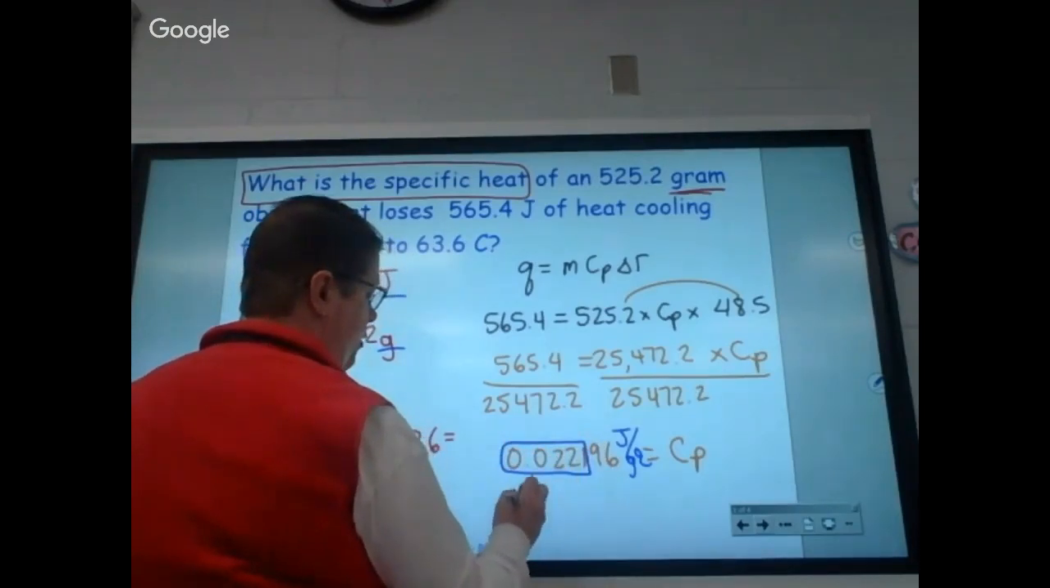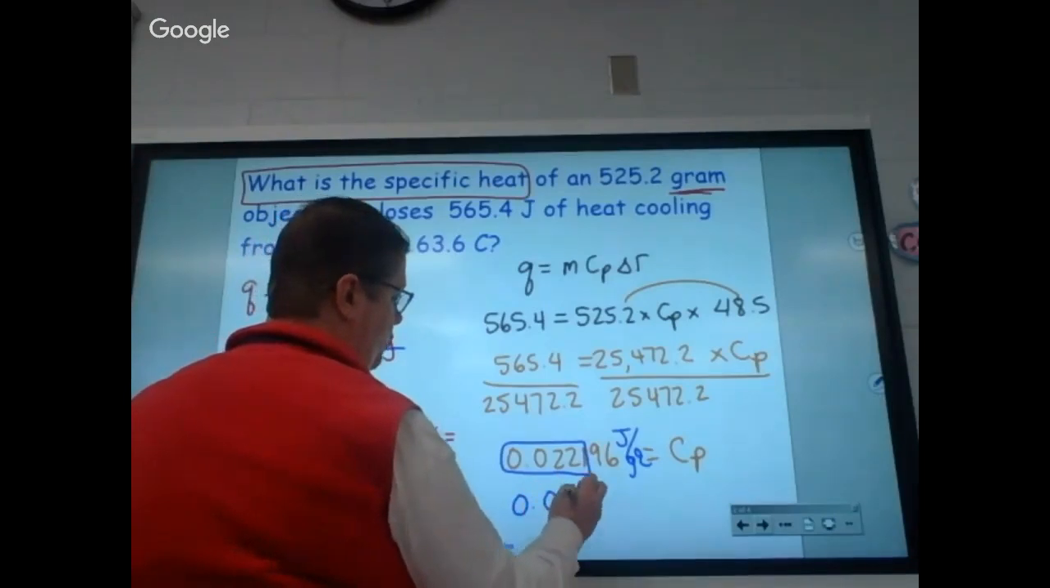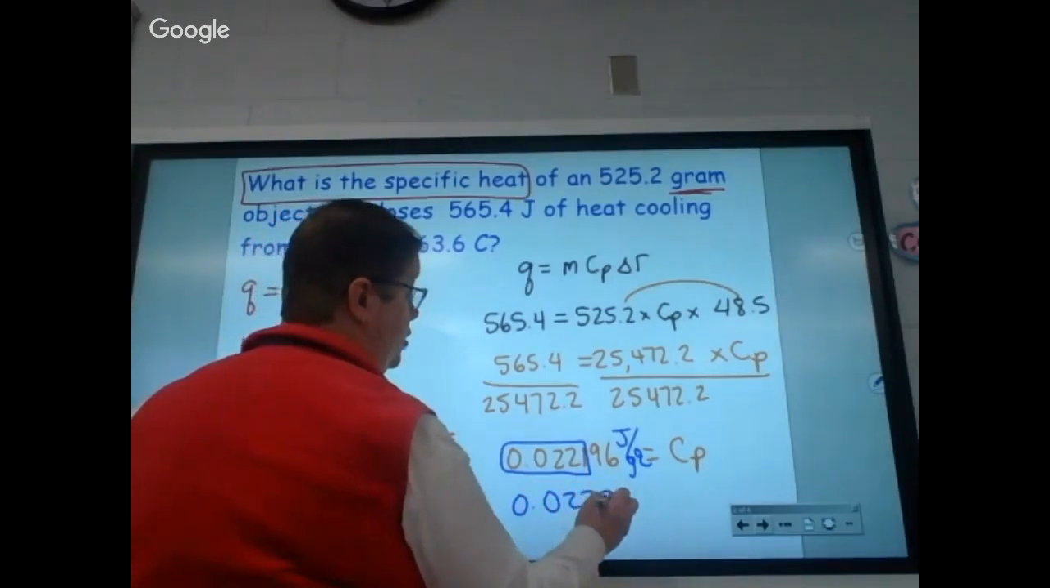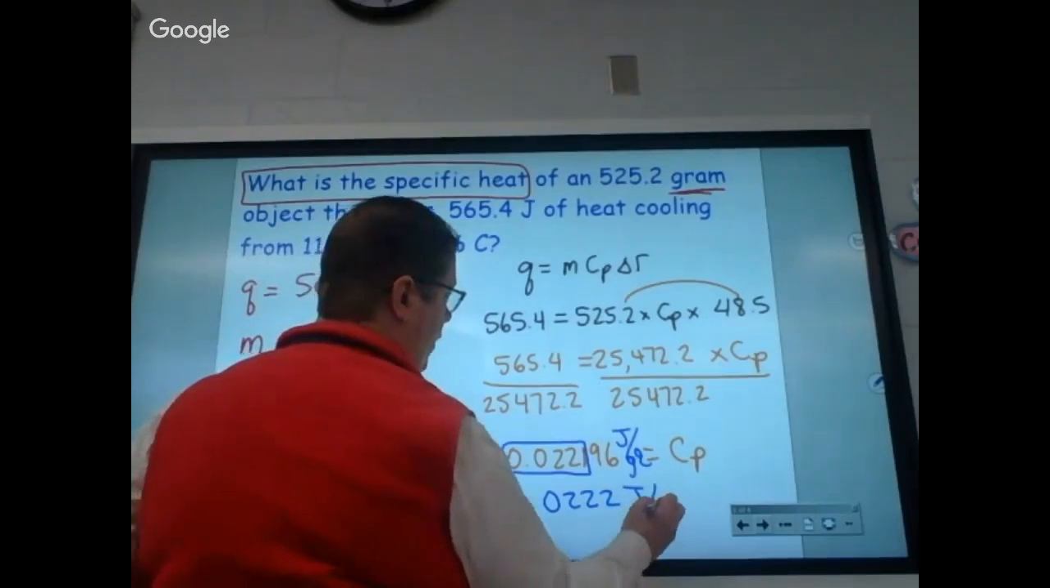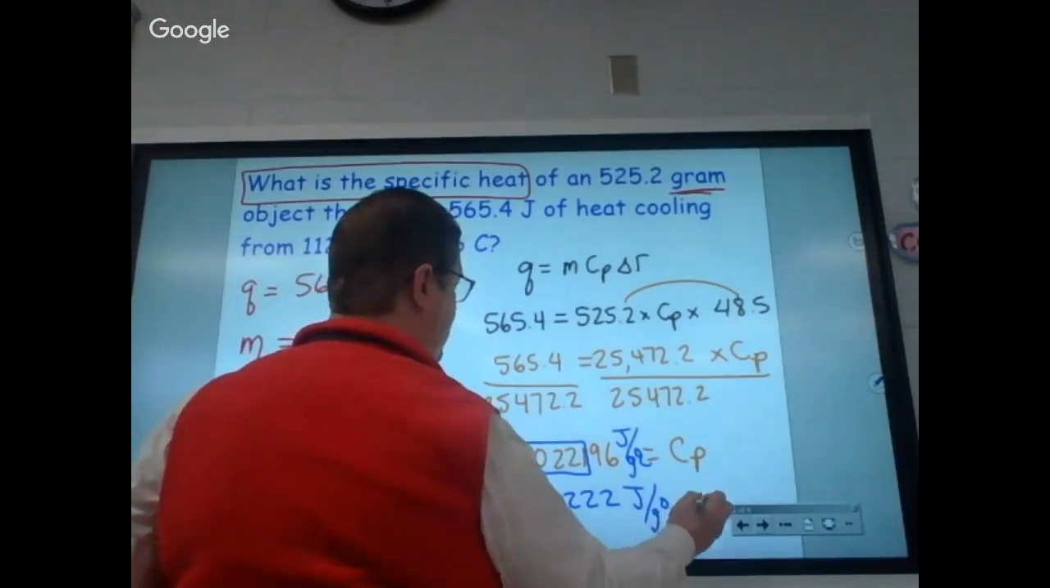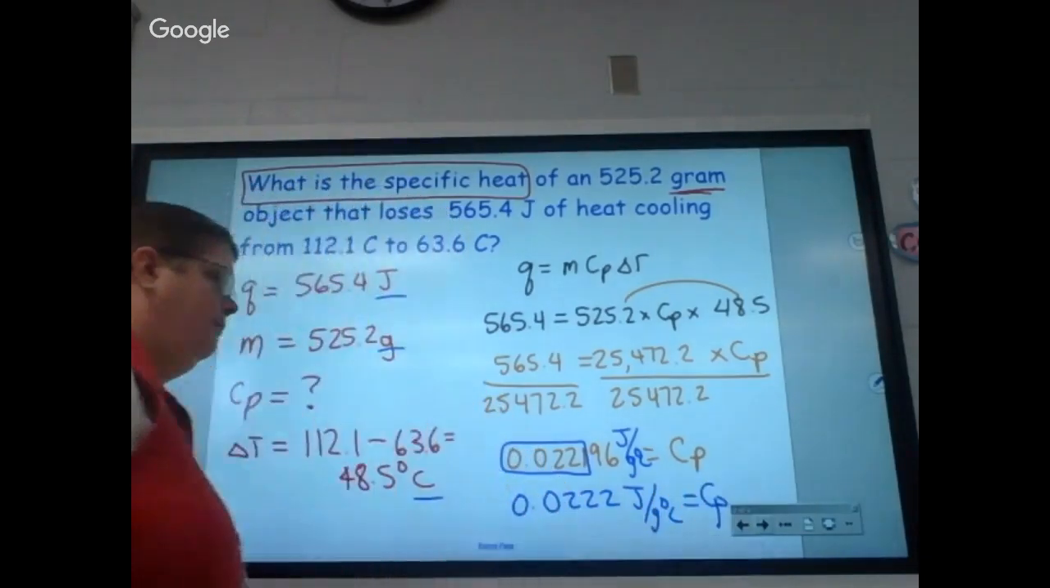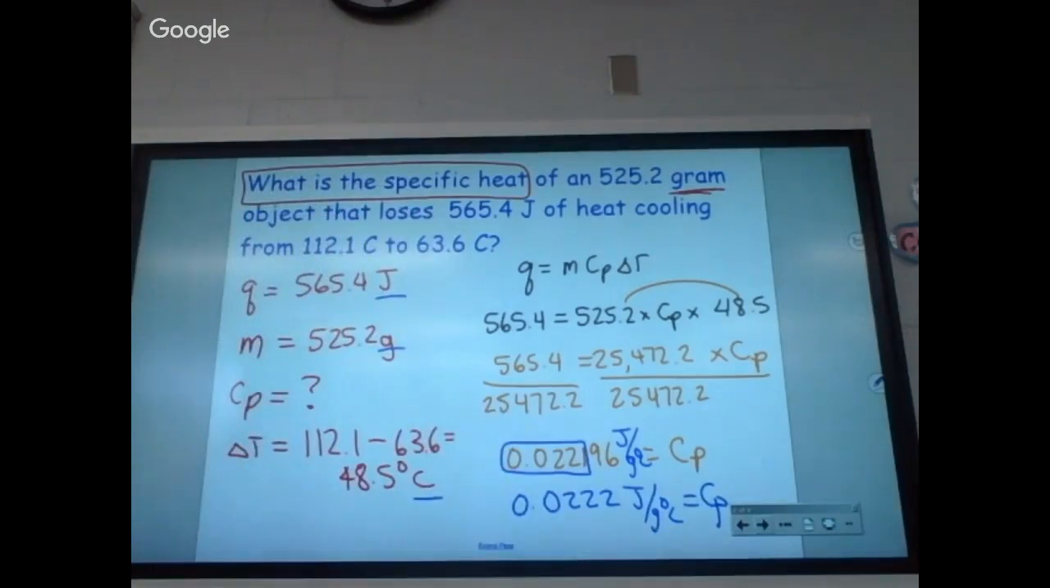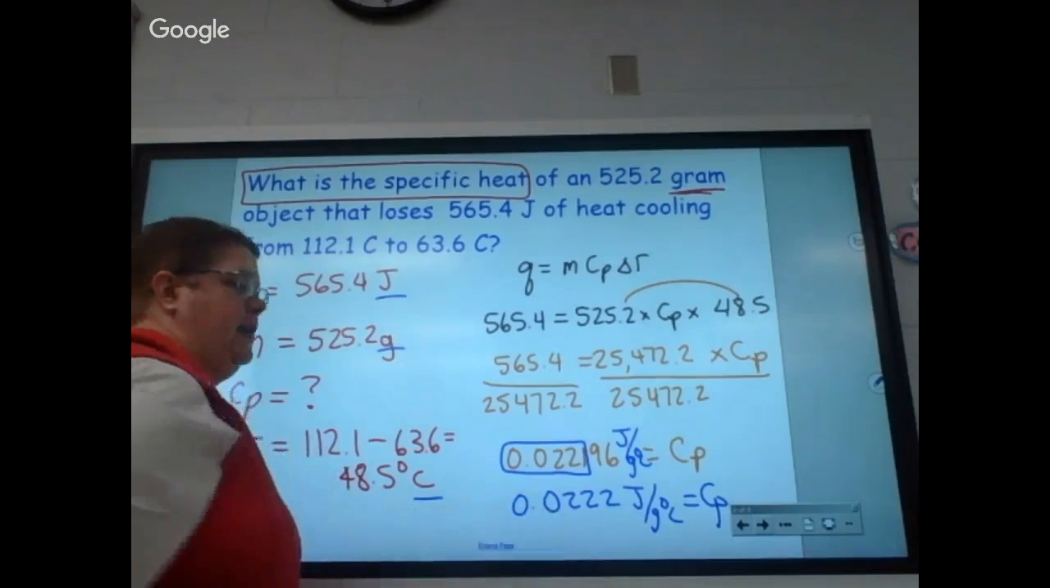So 0.0222 joules over grams degrees Celsius is my specific heat. The 9 rounded the 1 up, but if you wanted to leave it at a 1, it's fine. The 0 doesn't count. That 0 is a placeholder.